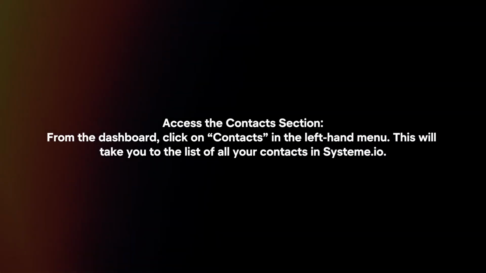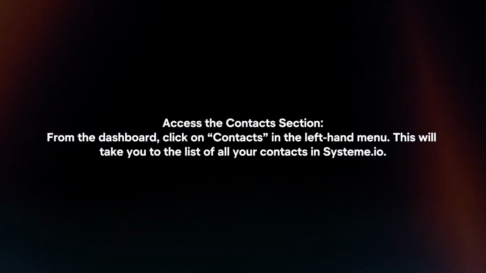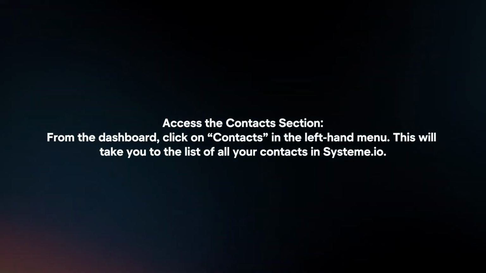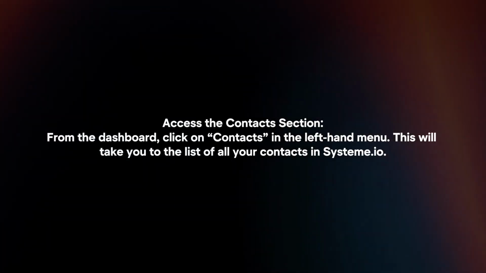Access the Context section. From the dashboard, click on Context in the left-hand menu. This will take you to the list of all your contexts in System.io.